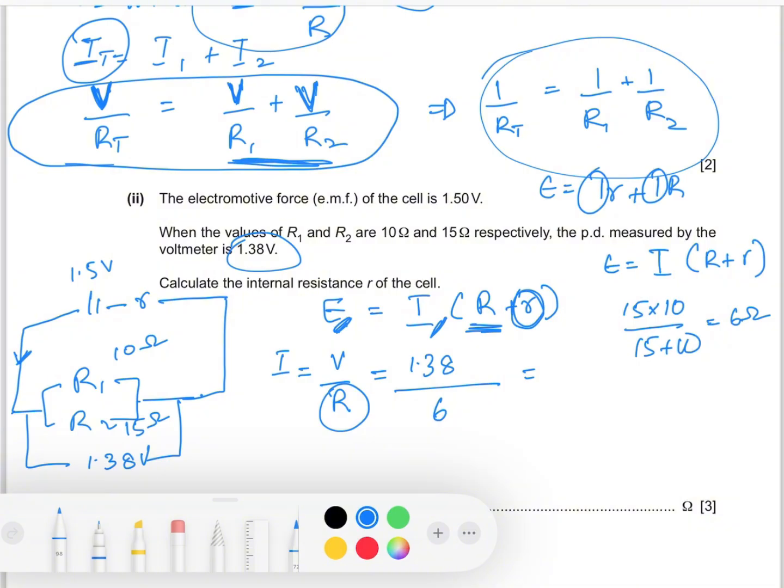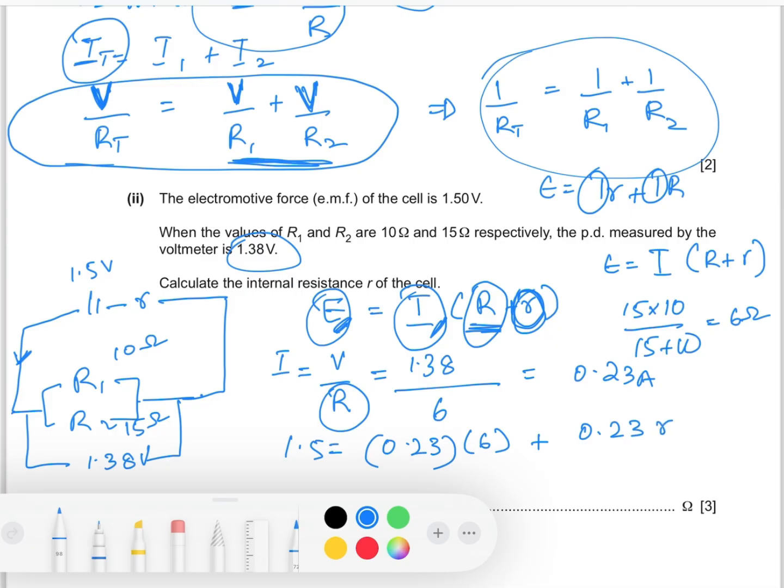and this will lead to a current of 0.23 ampere. Now we know the current. We also know the resistance of the resistors in parallel as well as the EMF. We just need to find the internal resistance. So that's 1.5 is equal to I into R, capital R, which is 6 ohms, plus 0.23 multiplied by internal resistance. And when you rearrange the equation, you'll find that internal resistance is equal to 0.52 ohms.